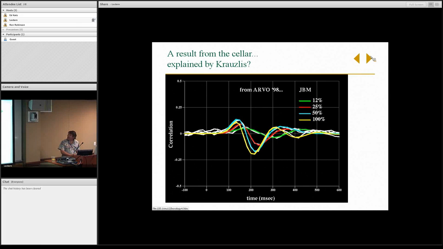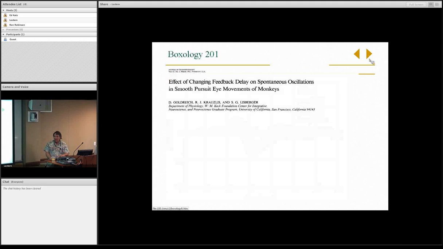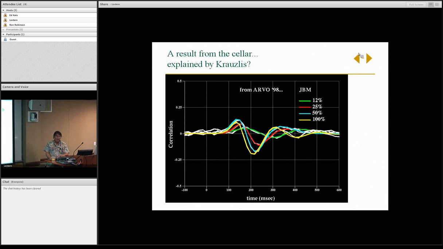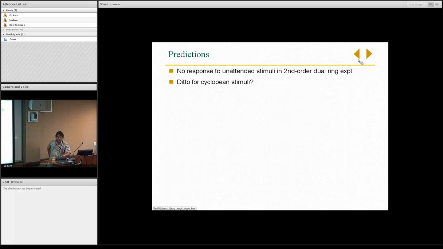Well, in that case, I think I will just make this be my last slide here, but basically we think these are powerful techniques for learning about early vision, and I'm happy to take questions.